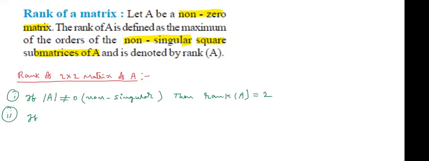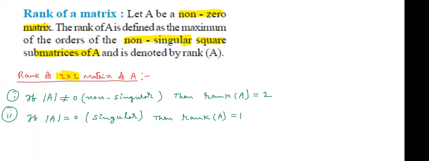Second point: if det A is equal to 0, what does that mean? Singular. Then rank of A is equal to 1. This is a 2 by 2 matrix. Maximum rank is 2 only. So minimum rank is 1 because this is a non-zero square matrix.